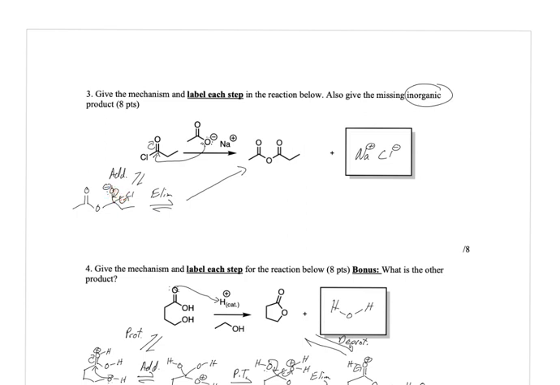Do I have a good leaving group? You do. Chlorine. So you do elimination. And that gets you the product. And your byproduct you make is Na+ and Cl-, just sodium chloride.